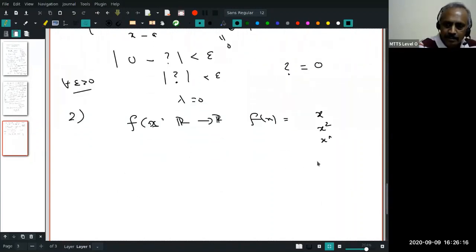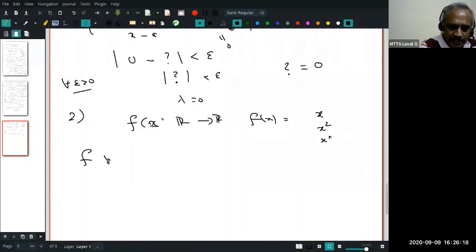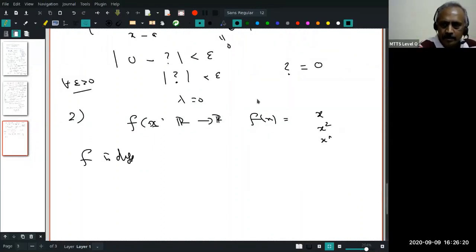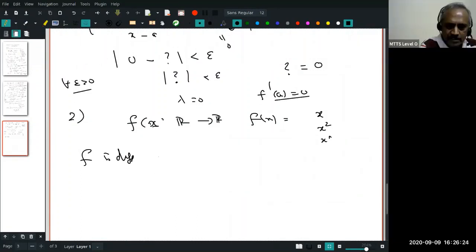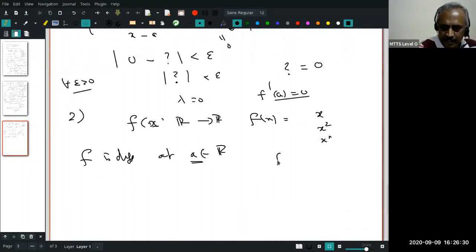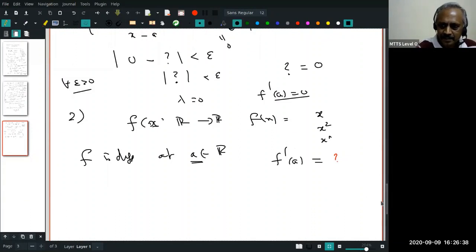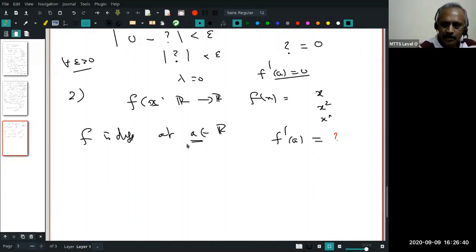So again, I want to say f is differentiable. Okay, in the last one I proved this. I want to say f is differentiable at any a in R. So you fix a in R. I want to say f is differentiable, and I have to compute what is f dash a. Again, you know the answer. But what we are going to do is we are going to find the answer.